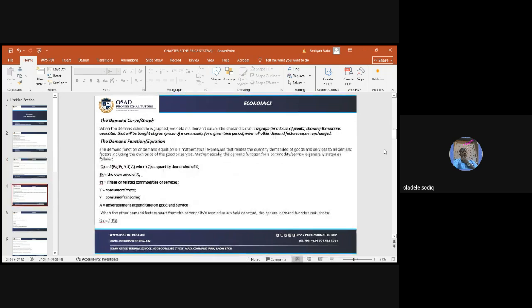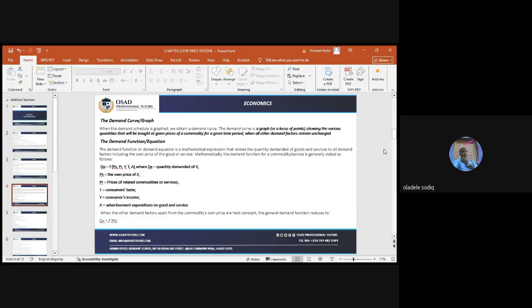Now, having understood the demand schedule, we also look at the demand curve, or we call it the demand graph. Don't forget that we have talked about the demand schedule. It is from that demand schedule that we can now come up with the demand curve. What is a demand curve? A demand curve is a graph that shows the various quantities that will be bought at given prices of a commodity and at a period of time when all other demand factors remain unchanged.